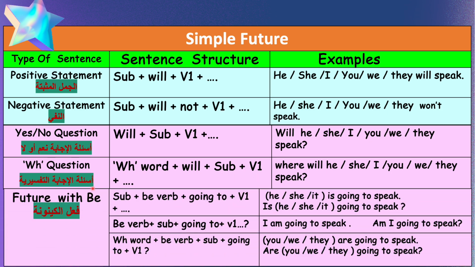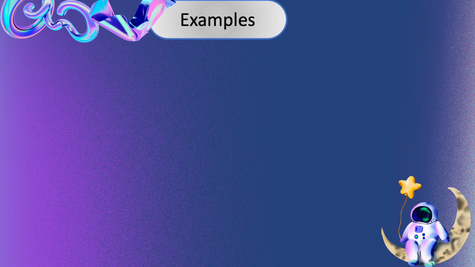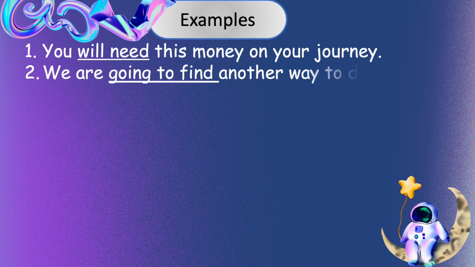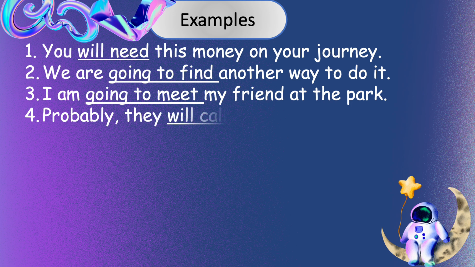To form a future with be using going to, start with subject and be verb, plus going to, verb 1, and the rest of the sentence. For question, yes and no question, short answer, we start with be plus subject, going to, verb 1. WH word questions, we start with WH word, be verb, subject, going to, plus verb 1. And now you can check out the rules for making simple future tense with the sentence below.